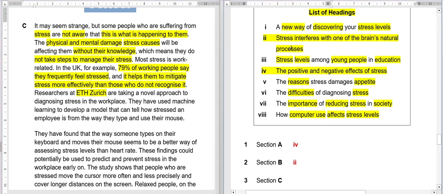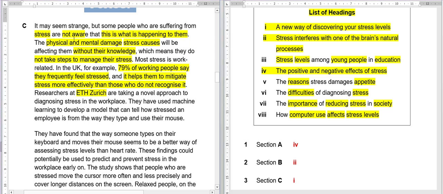First, a new way of discovering your stress levels. Is there any mention of a new way of discovering your stress levels? Yes. So, in fact, the first option is our answer for C. Where is it written? Yes, let me first mark it.